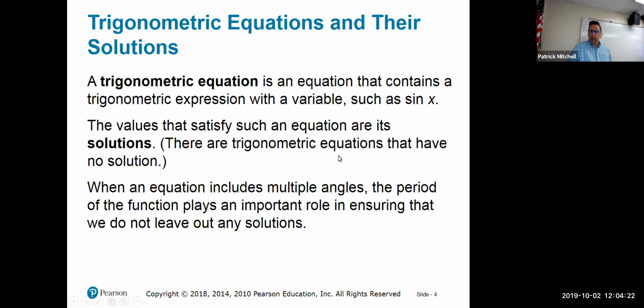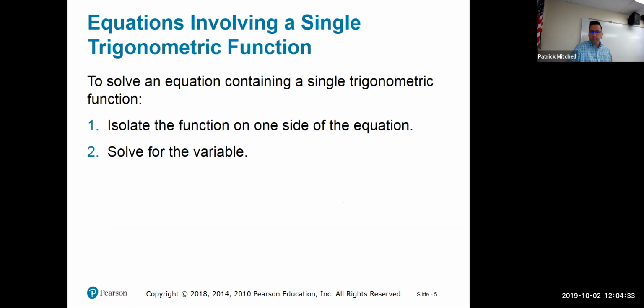So, is it the first example? One of the first examples we're going to look at involves multiple angles. You'll see what that means. Okay, that is not the first example.